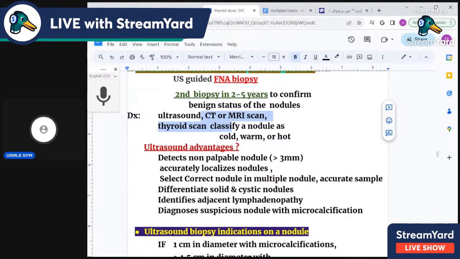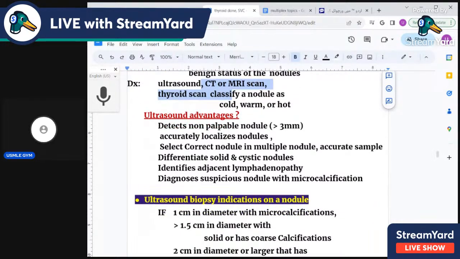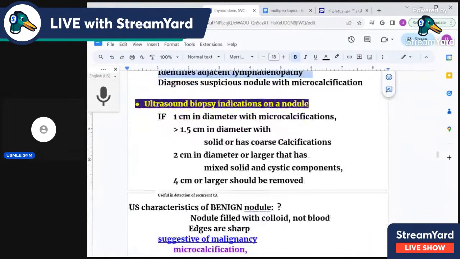Then ultrasound advantages. Number one, ultrasound detects a non-palpable nodule, which is not palpable on examination, so it can find up to 3 millimeter inside. Ultrasound accurately localizes the nodules and selects the correct nodule if there are multiple nodules to take the sample accurately. Ultrasound differentiates between a solid and a cystic lesion and identifies adjacent lymphadenopathy and diagnoses suspicious nodules with microcalcification.